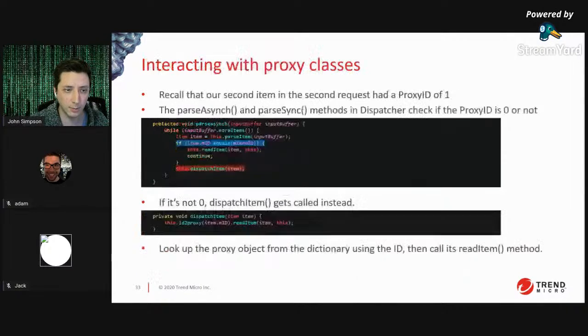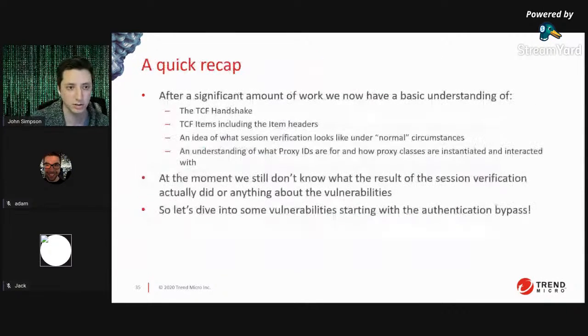All right, so now interacting with the proxy classes. You'll recall that the second item in the second request had a proxy ID of 1. So parse async and parse sync methods in dispatcher will actually check if the proxy ID is 0 or not. If it's 0, it calls read item in parse async. If it's not 0, it calls dispatch item. Cool. So that sounds like we're getting into interacting with somewhat arbitrary classes at this point. What happens when you call dispatch item as opposed to read item is it looks up the proxy object from that dictionary I mentioned before using the ID number, and then it calls the read item method of that particular proxy object.